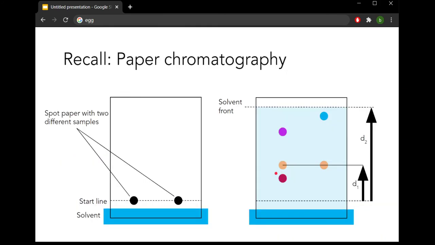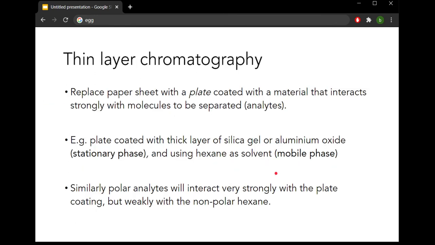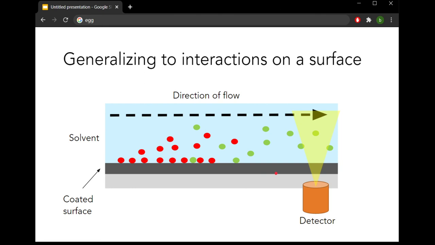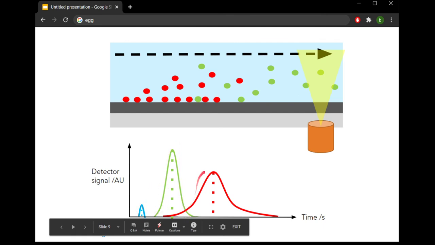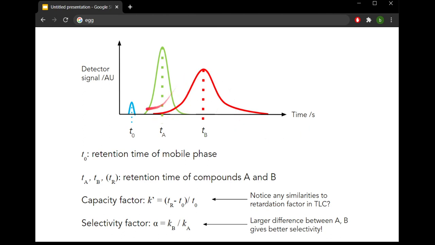So basically, I'll just summarize what we've covered so far. At the very start of our class, we did a quick recap about how compounds can be separated based on stationary and mobile phases in thin layer chromatography. Now we extended these to interactions involving a detector or along a surface where some analytes interact more strongly with the stationary phase and some interact more strongly with the mobile phase. And that's how we separate these compounds to give us nice little chromatograms like this. We also found out that in order to get the best possible separation, we need these peaks to be very far apart, so there's no ambiguity in telling whether we are detecting compound A or compound B. The further the peaks are apart, the better the separation.